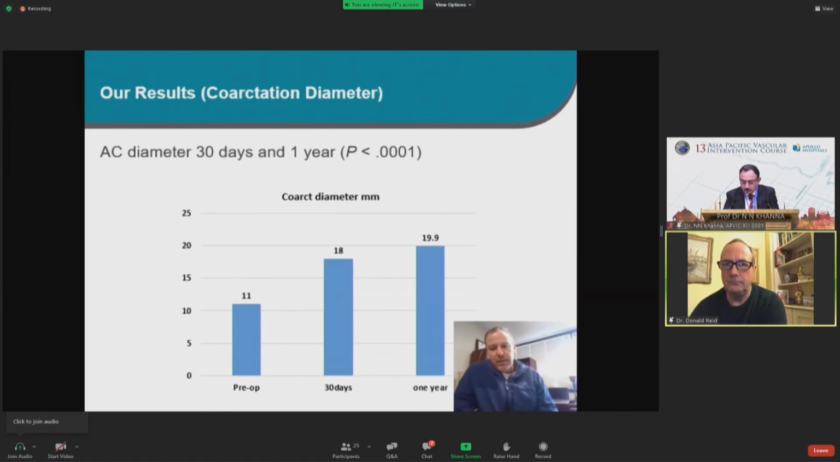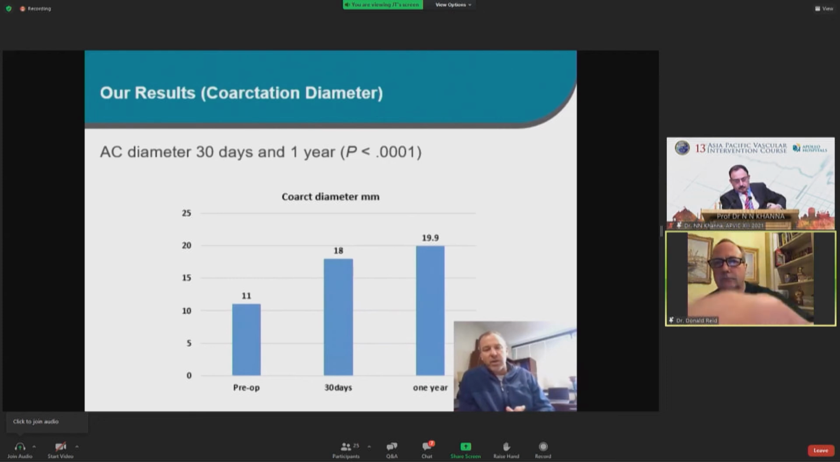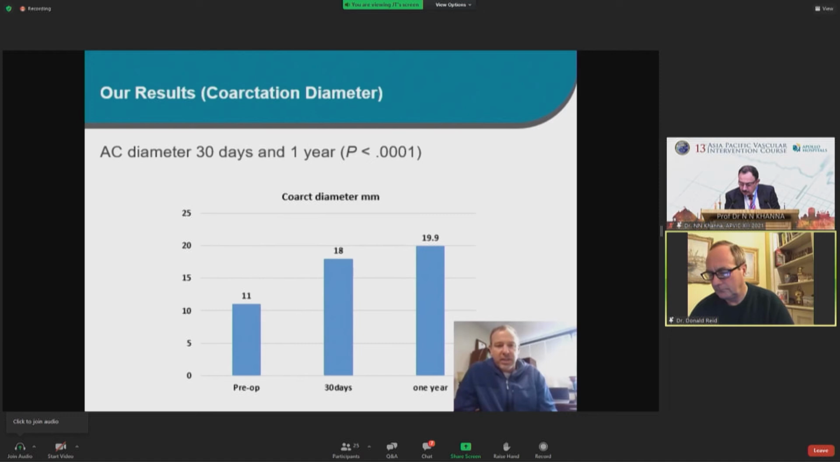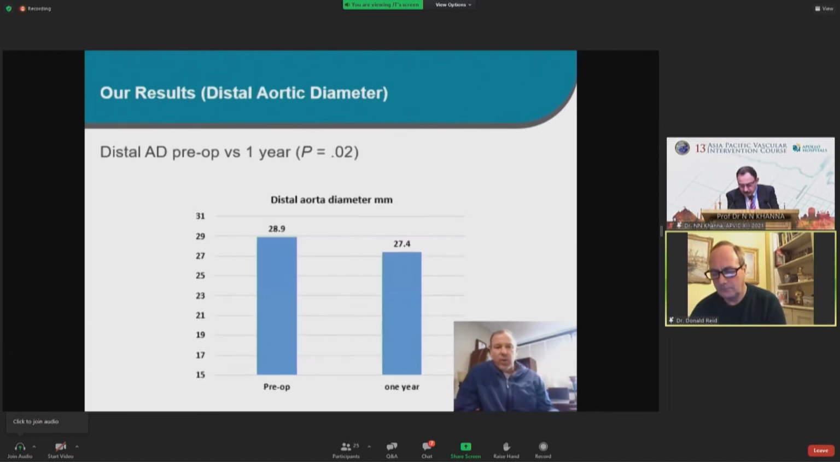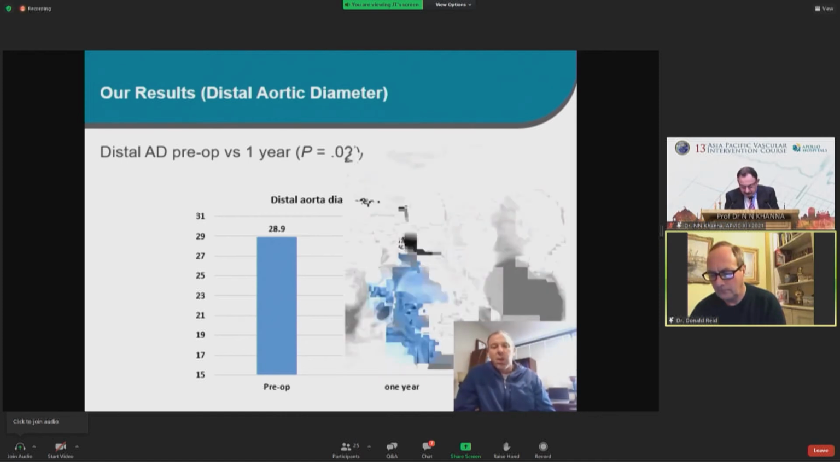Here's really where the important data lies. Here you can see pre-op the average diameter of the aorta was 11. At 30 days we got that up to 18, but you can see here we have continued expansion of the size of the coarctation up to nearly 20 millimeters, which is the size of a normal aorta in most of these individuals, and that's with no further re-interventions. You also get positive remodeling, both in the ascending as well as the descending, where that dilatation post-coarctation really begins to come back down to normal size, down to about 27 millimeters.